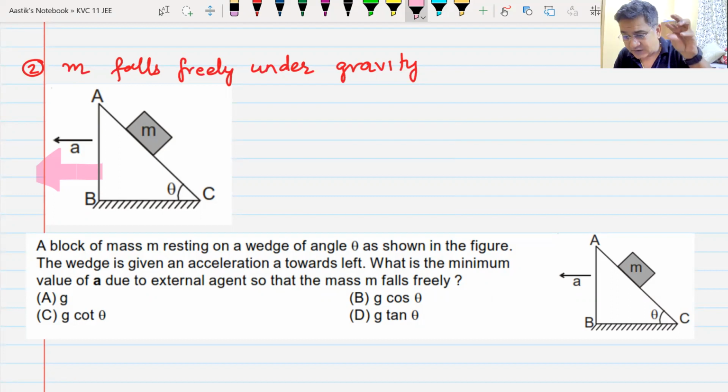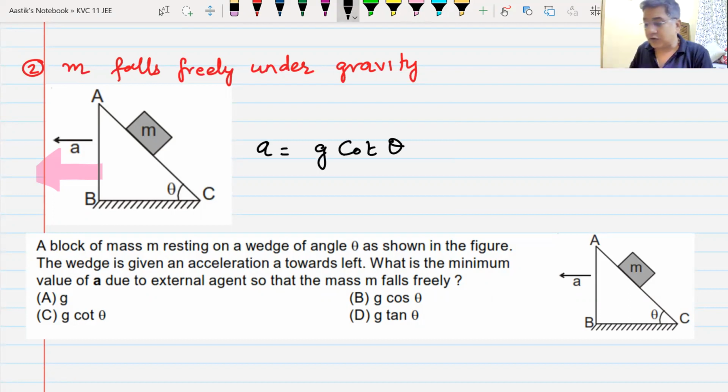Do we understand this? That is why I have repeated the same thing 15 times. The answer in this case for this acceleration, remember, don't get confused, is g cot theta. So for the block to fall freely under gravity, the answer is g cot theta. For the block to remain stationary, the directions of acceleration are reversed, and it is g tan theta. For the block to fall freely, it is g cot theta. Do not forget it, whatever happens.